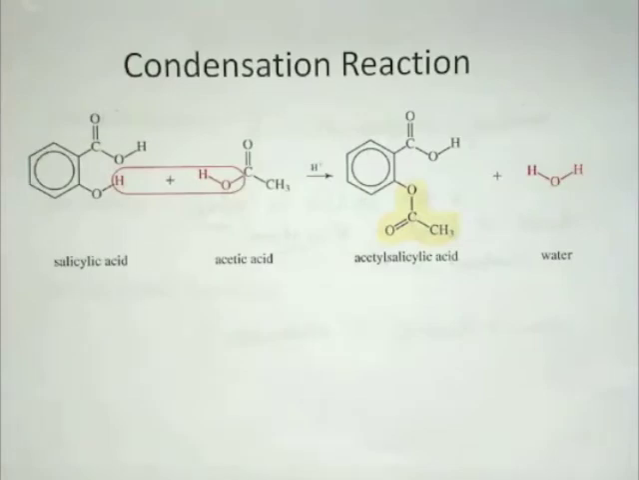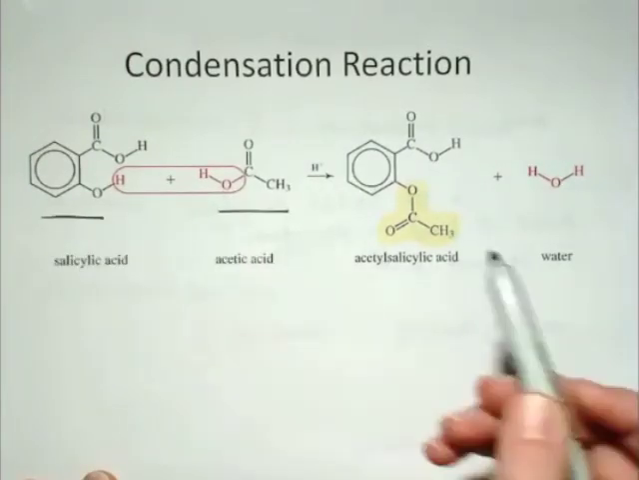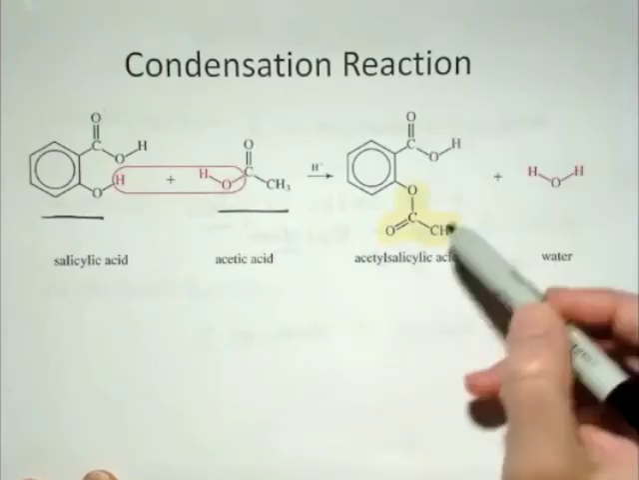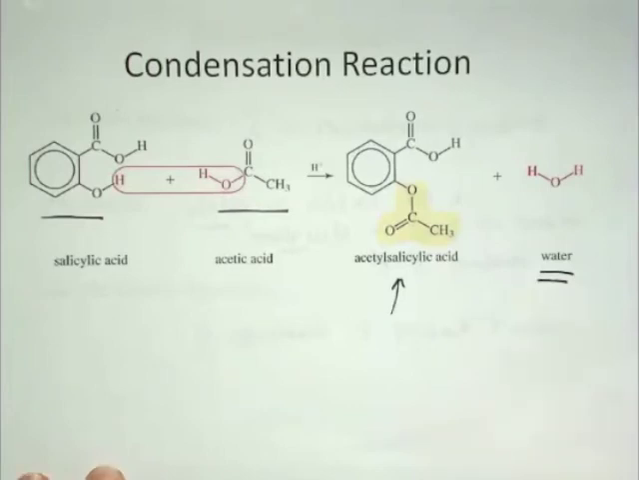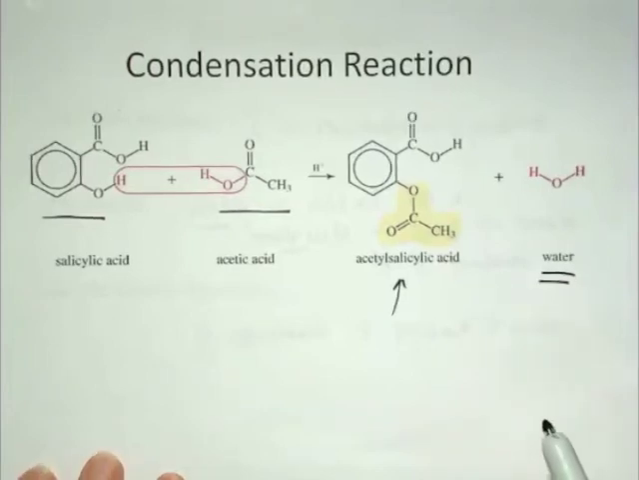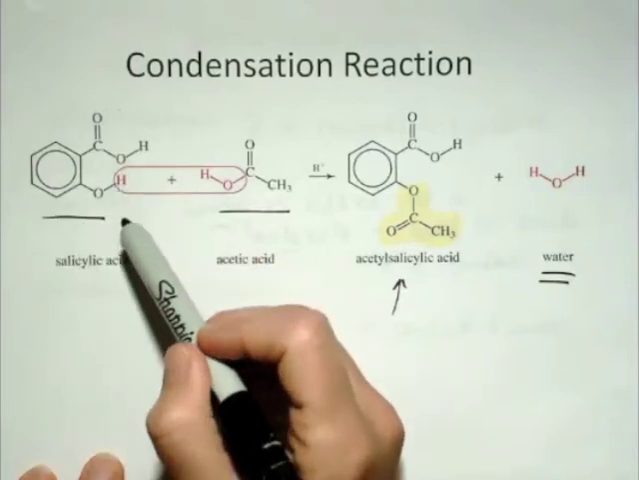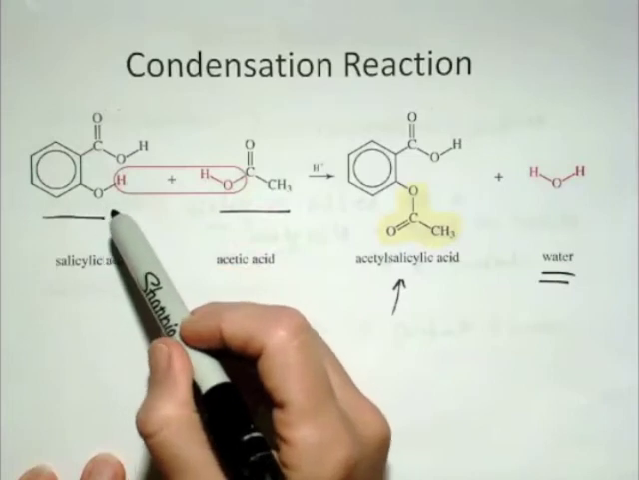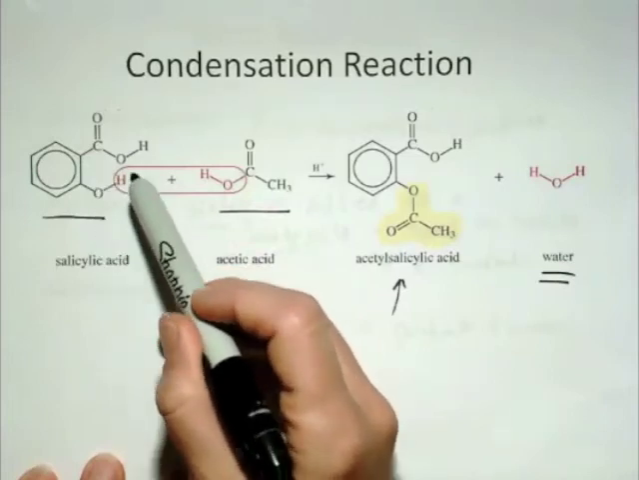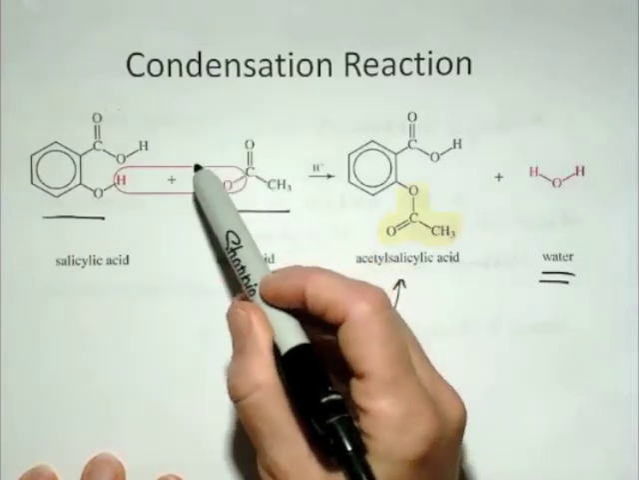And so here's your two reactants. Here's one of them. Here's the other one. Here's your product right here, acetylsalicylic acid, and there's your water. And so what you can see is in this particular chemical reaction, this molecule has two functional groups. One is the carboxylic acid functional group. The other one is the hydroxyl or alcohol functional group. On this molecule, you have a carboxylic acid functional group.